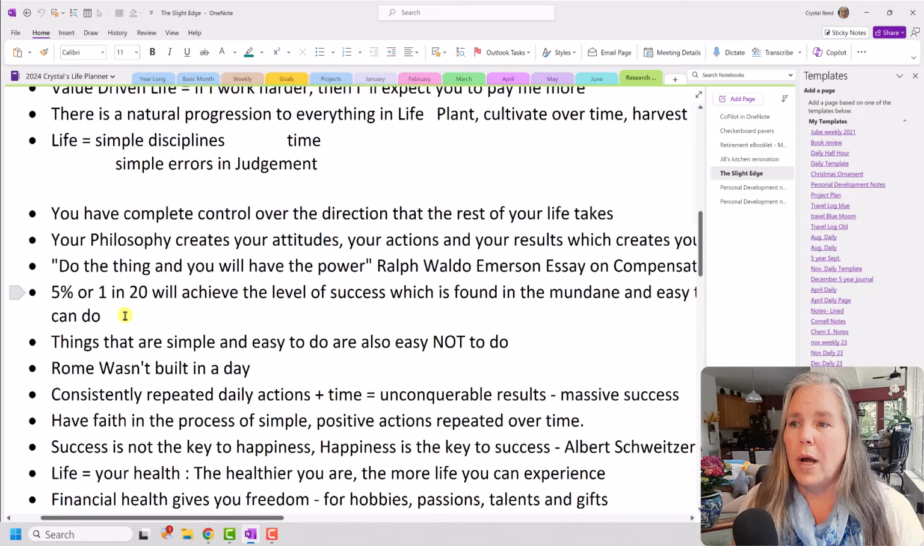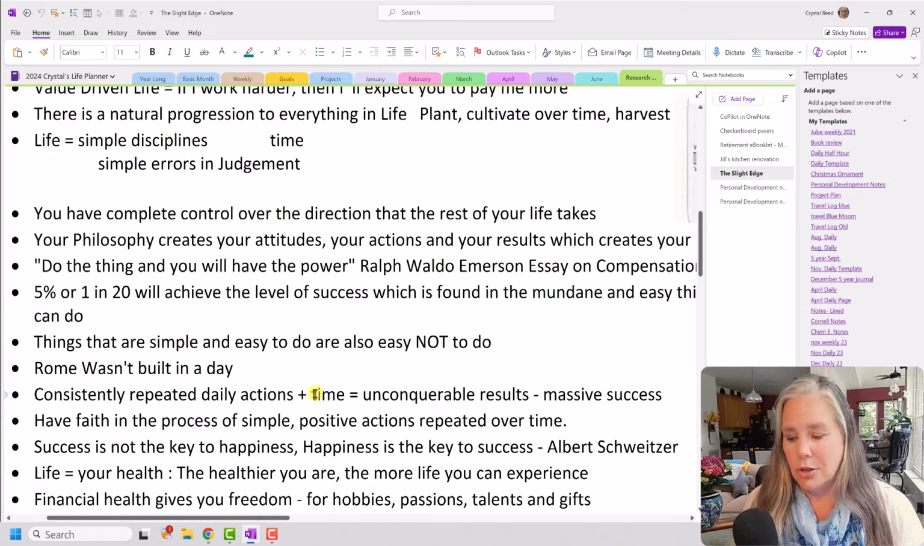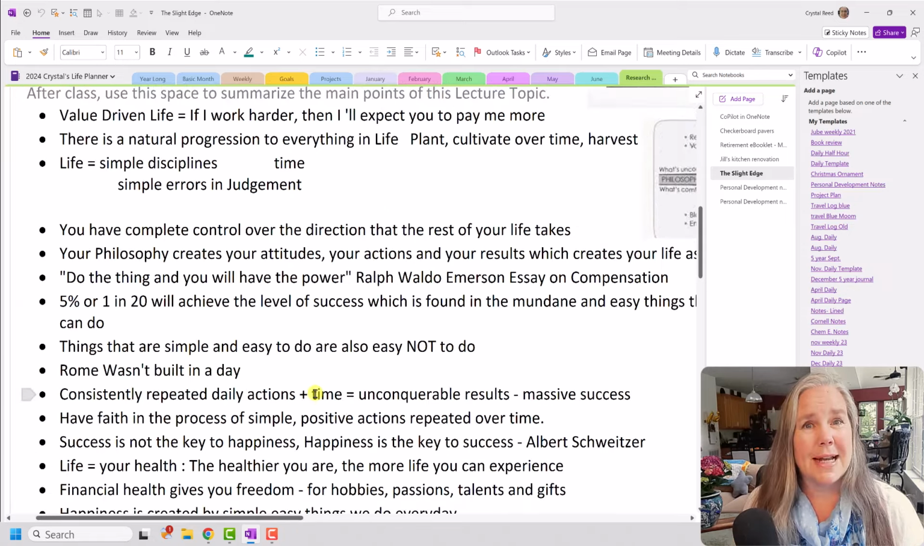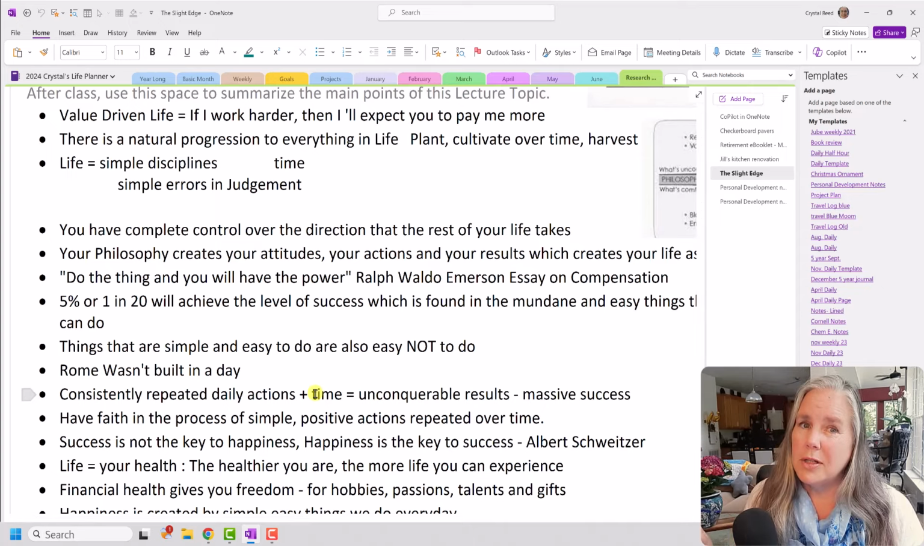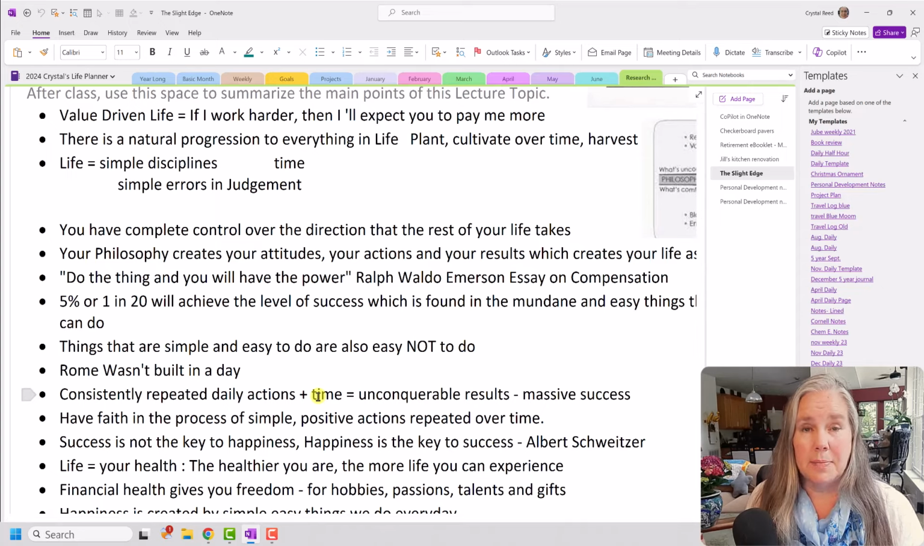5%, or 1 in 20 of us, we the people, will achieve a level of success which is found in the mundane and easy things that anyone can do. And remember, I said at the top, these things are easy to do, but they're also easy not to do. Okay? It's easy to walk for 15 minutes every day, but it's also easy to say, I've got other things to do. I'm not going to take that walk today. Okay? So that's what they mean by mundane things.